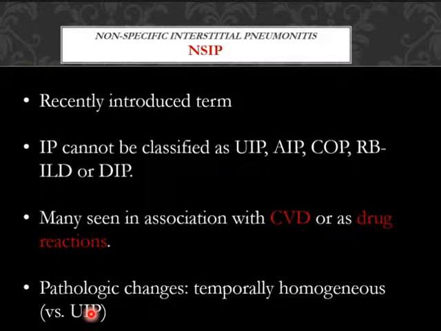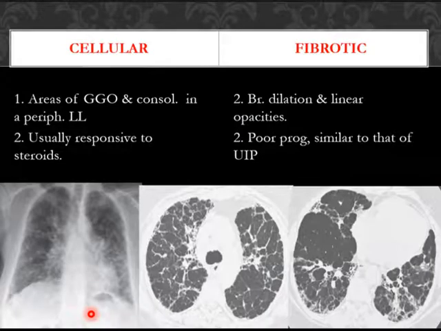Again, this is in contrast to UIP, which is heterogeneous. You have cellular and fibrotic types. In the cellular type, you have areas of ground glass opacification and consolidation, as in this case. The cellular type responds to steroid, while the fibrotic type presents with bronchial dilatation and linear opacity. They have poor prognosis, similar to that of UIP, because it is fibrotic. Even then, it is more responsive than UIP.